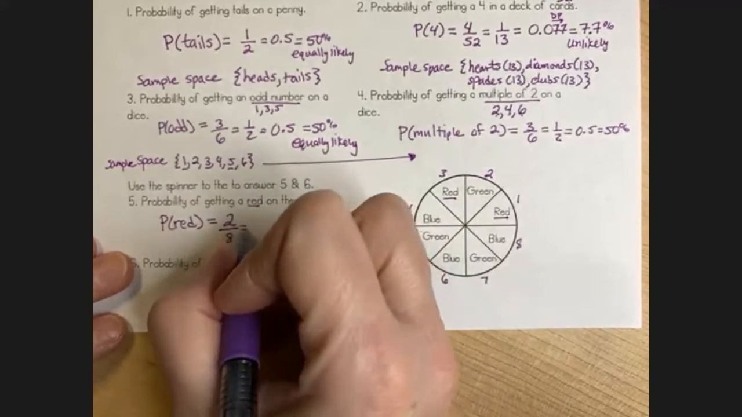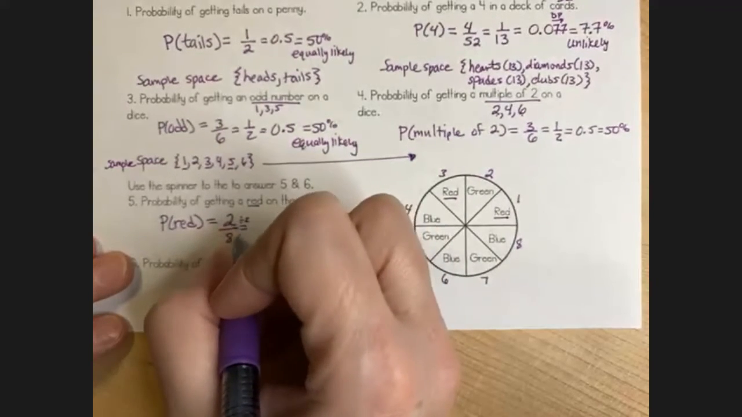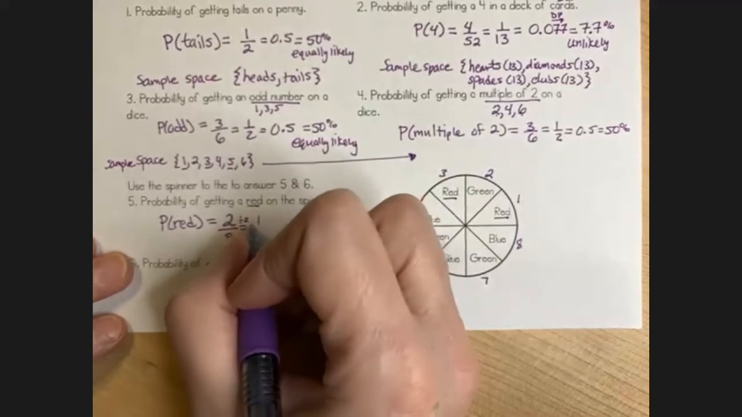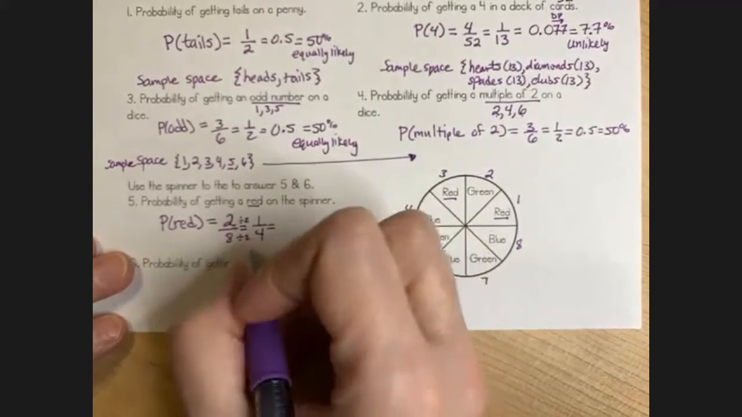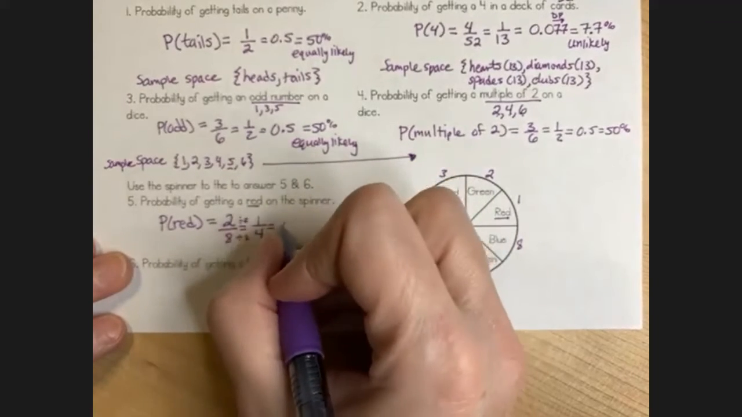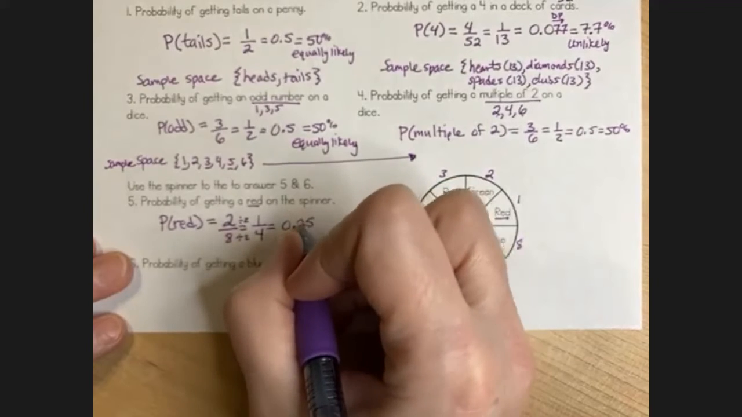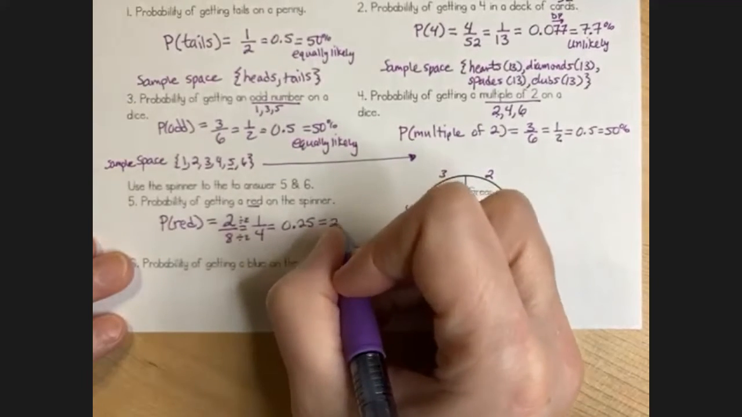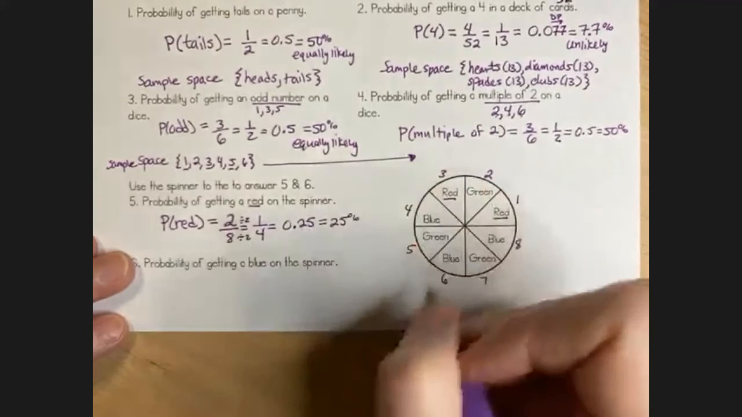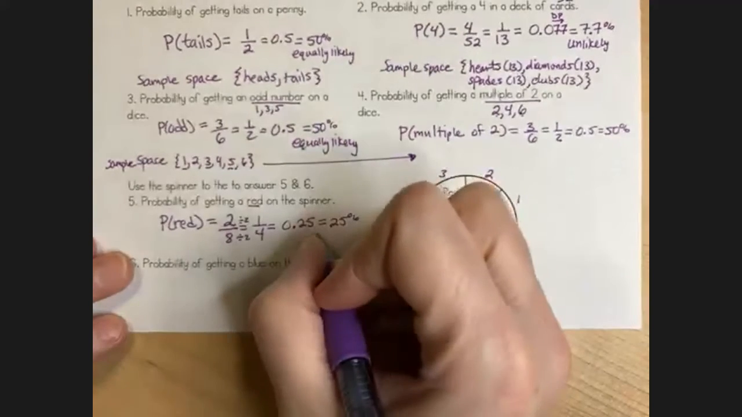So that's a probability of 2 out of the 8 sections that I have. And I can reduce top and bottom by 2. And that'll give me a 1 in 4 chance. And 1 in 4, if you divide 1 by 4, is a quarter, or a quarter in a pocket, or 25%. So the likelihood of me getting a red is unlikely.